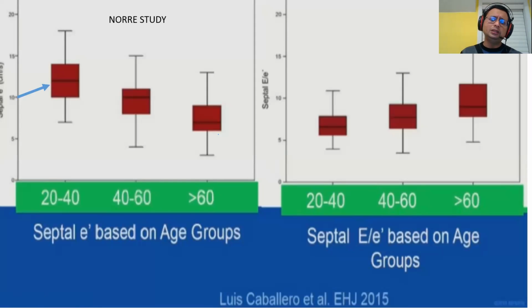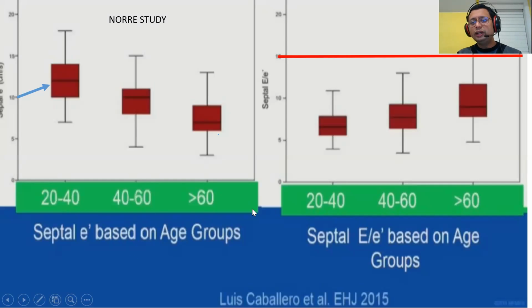Okay, that is septal E prime. What about E over E prime? The E over E prime is actually very good. You can see, it doesn't matter what your age is. Okay, E over E prime over 15 is way above. So the E over E prime is actually valid in all age groups. Okay, so that is some caveat in terms of diastology.